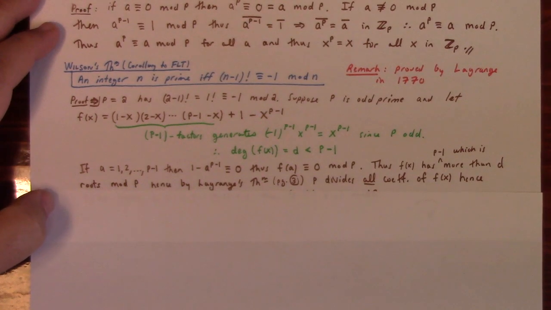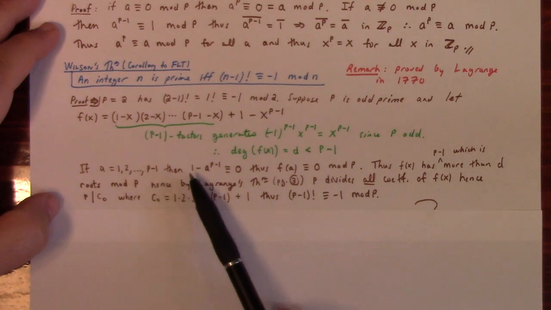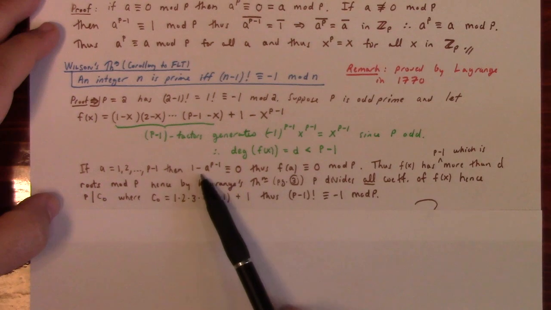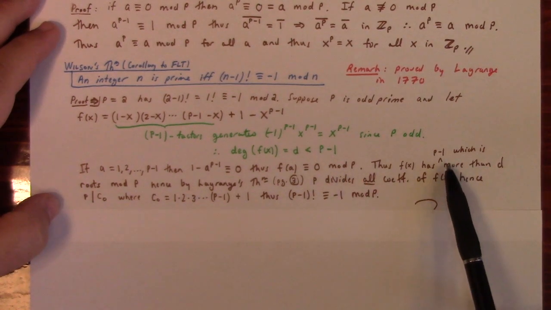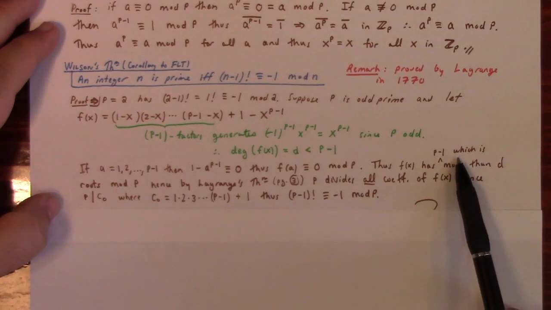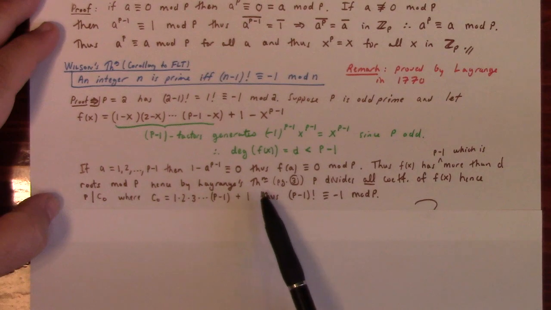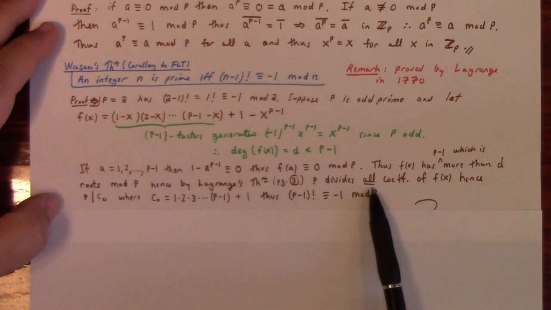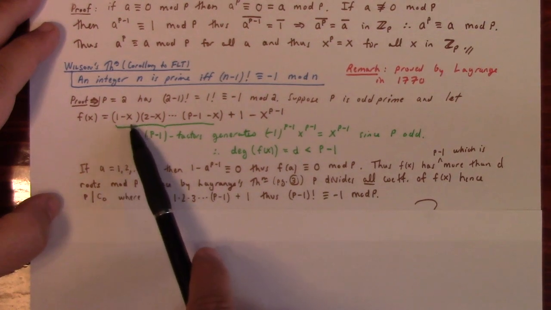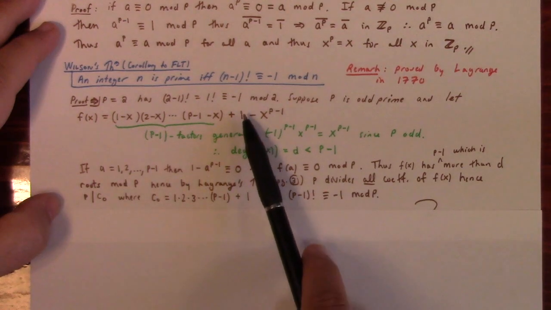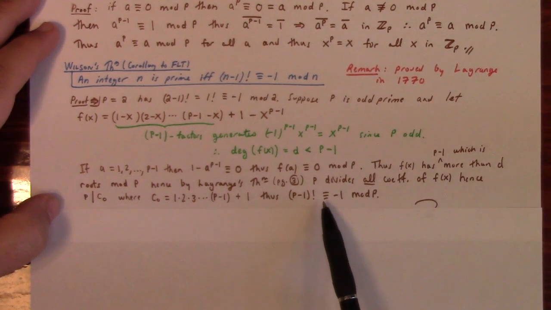Now we can use Lagrange's theorem here. If a is anything from 1 to p - 1, then 1 - a^(p-1) is congruent to 0 by Fermat's little theorem. So f(a) is congruent to 0 mod p. Thus f(x) has p - 1 roots mod p, which is more than d. Hence, by Lagrange's theorem, all of the coefficients of f(x) are divisible by p. In particular, p has to divide the constant coefficient, which is formed from 1 times 2 times up to p - 1, and everything in between, plus 1. So this plus 1 is congruent to 0 mod p, which is to say that (p - 1)! is congruent to minus 1 mod p.